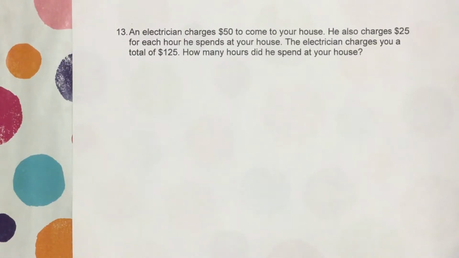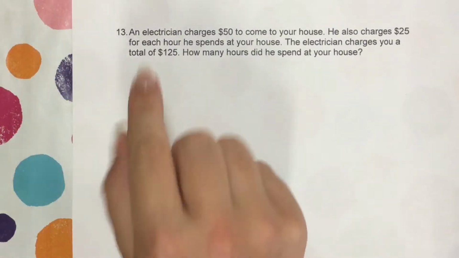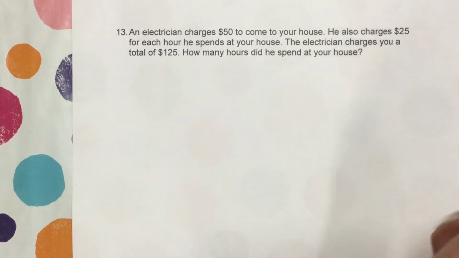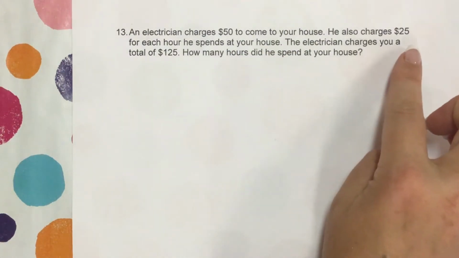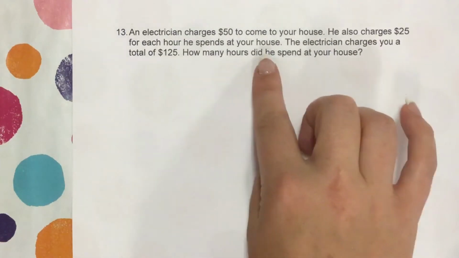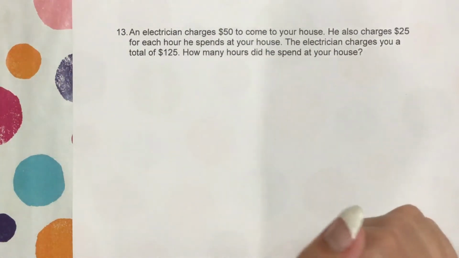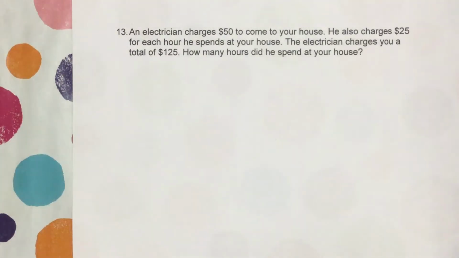Okay, we are back. Let's talk about this problem. Number 13 states an electrician charges $50 to come to your house. He also charges $25 for each hour he spends at your house. The electrician charges you a total of $125. How many hours did he spend at your house?